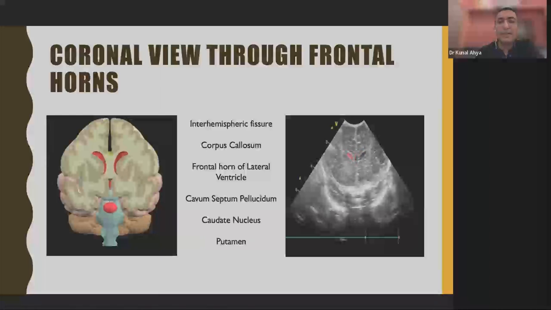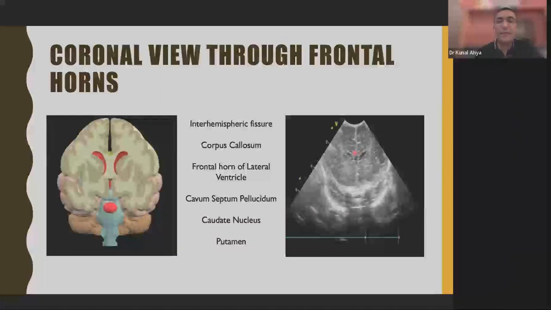Okay, so this is the frontal horn view. These two parallel lines, like a railway track or tram track, go just above the frontal horn of the ventricles. These are the corpus callosum.